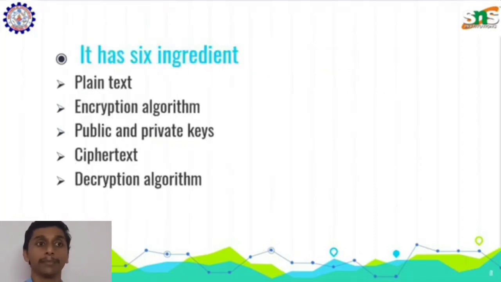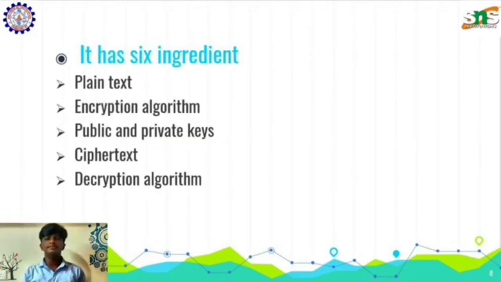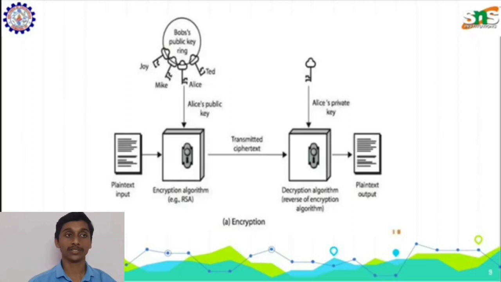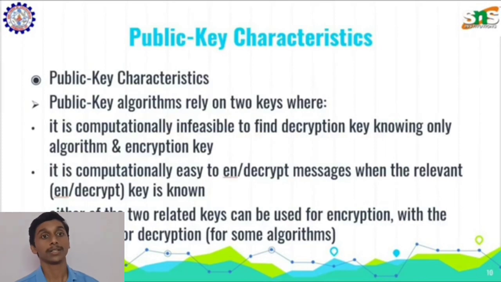It has 6 ingredients: plain text, encryption algorithm, public and private key, ciphertext, decryption algorithm. Here is an example where encryption is done by public key. Public key characteristics.